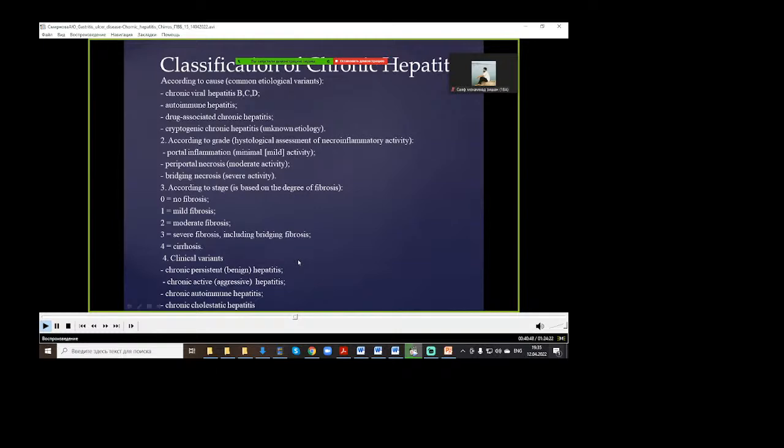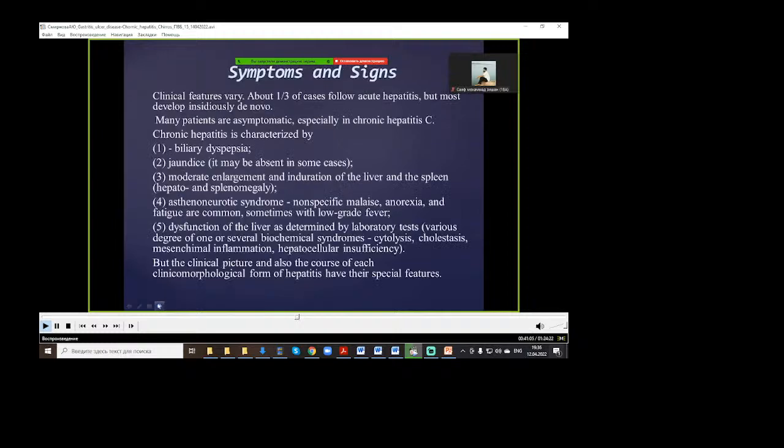According to clinical variants, chronic hepatitis may be chronic persistent hepatitis, chronic active or aggressive hepatitis, chronic autoimmune, and chronic cholestatic hepatitis. Symptoms. Clinical features vary. About 1/3 of cases follow acute hepatitis, for example, acute viral hepatitis, but most develop insidiously de novo. Many patients are asymptomatic, especially in chronic hepatitis C.